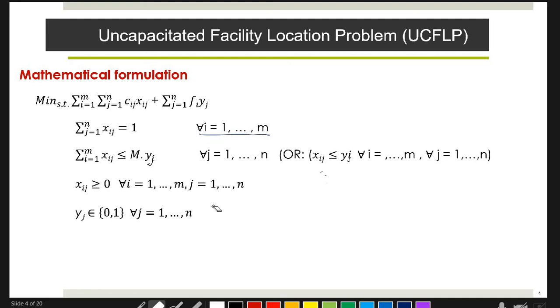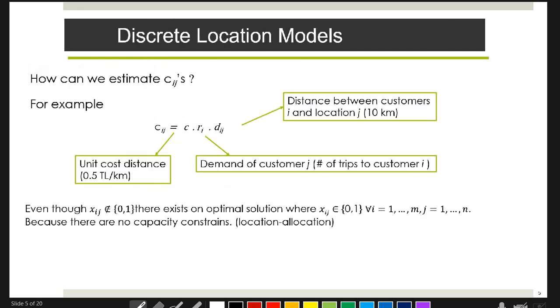And this is the so-called uncapacitated facility location problem. In this problem, we use a parameter called Cij. This Cij, we called it the cost of satisfying the demand of customer I from a facility located at J. But how can we get that cost? How is that cost calculated?